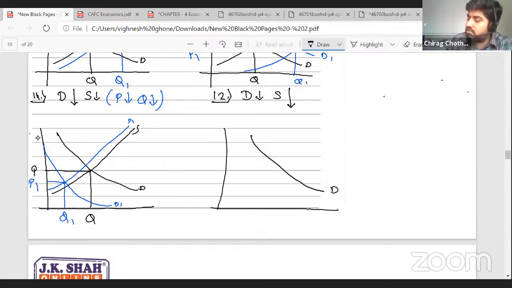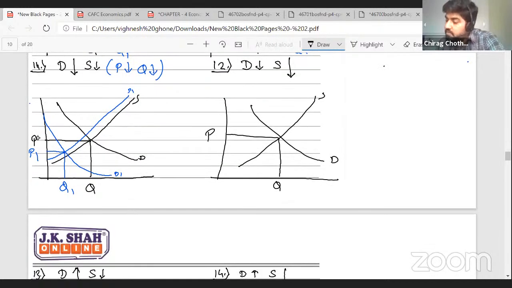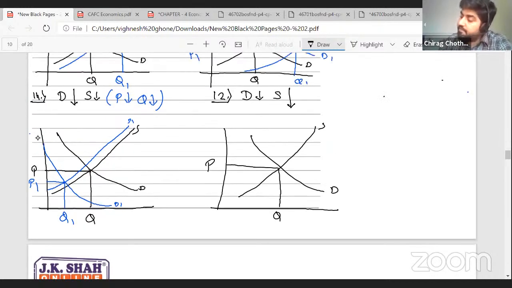So this is our demand curve. This is our supply curve. This is our equilibrium quantity and equilibrium price. Okay. Now see this very carefully. Now there is decrease in demand, a small quantity decrease. So this is my new D1.